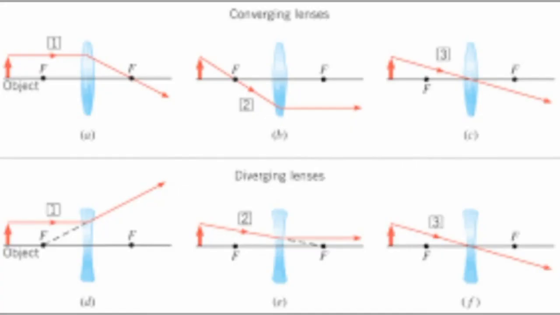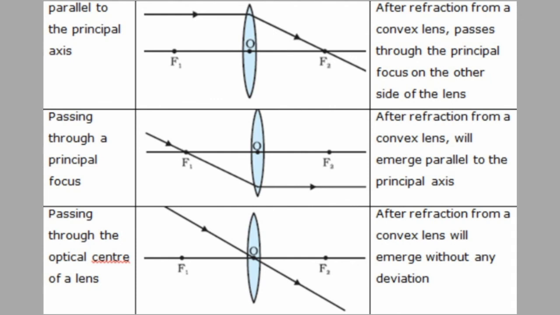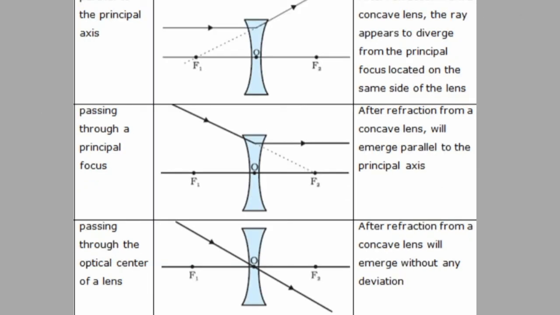These are the 3 conditions for a convex lens and 3 conditions for a concave lens. Among these 3 conditions, any 2 conditions we can use to draw the ray diagram in order to obtain the image formation by the spherical lenses.